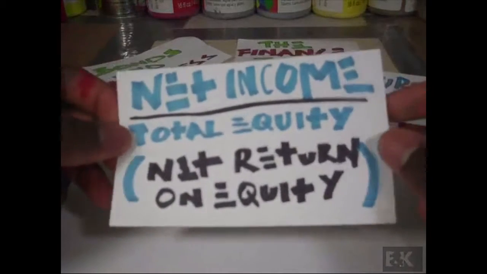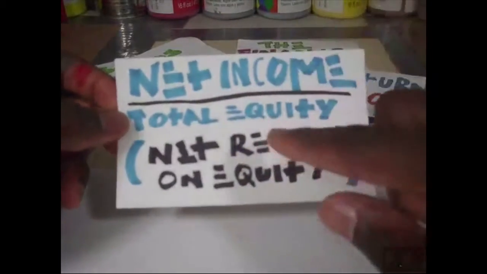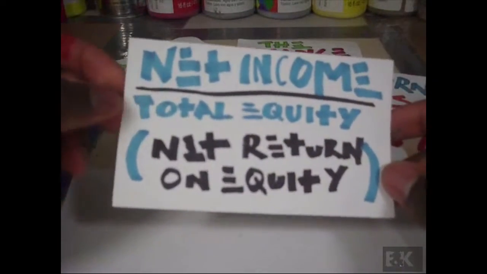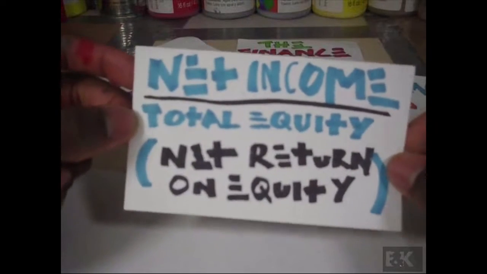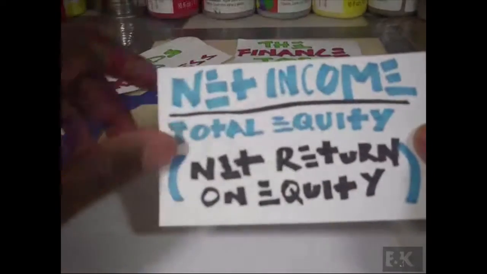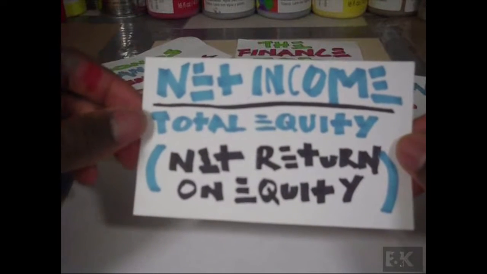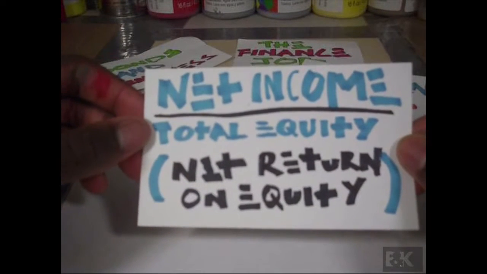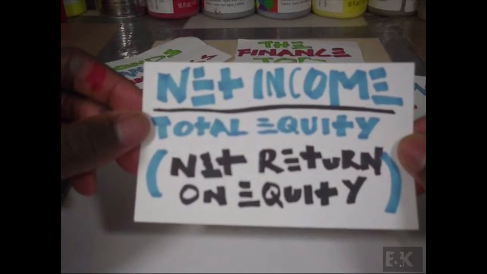Okay, so net return on equity. I'm going to do two things in this video. The first one is an explanation of net return on equity, which in my opinion is the most important ratio of all ratios. When we go over the DuPont identity, you will probably side with me as to its relevance.